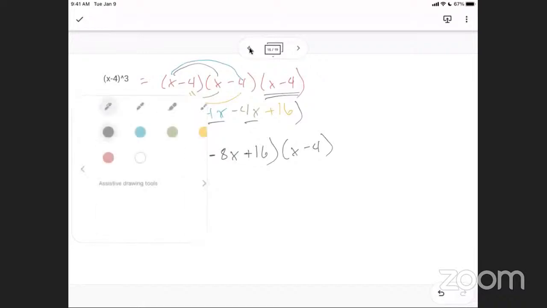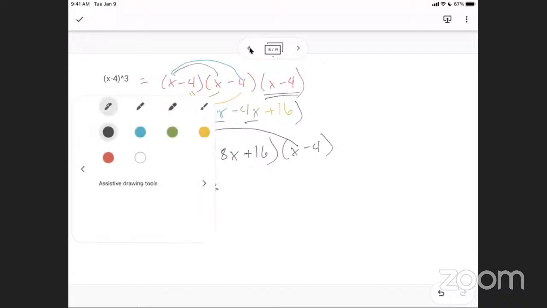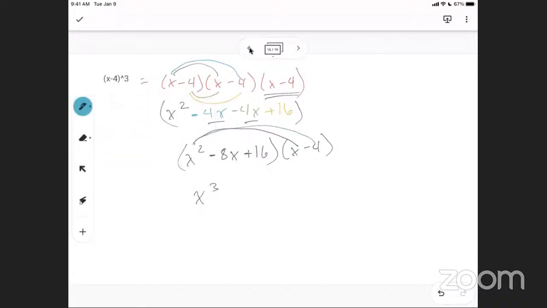So now we do that same thing again. We take x squared and multiply it here. And that's x. What's x squared times x? X cubed. Perfect. Then you take this and multiply it here. Negative 4x squared. Good. Then you take this one and multiply it here. Negative 8x squared. Good. And then you take this and multiply it here. That'd be positive 32x.